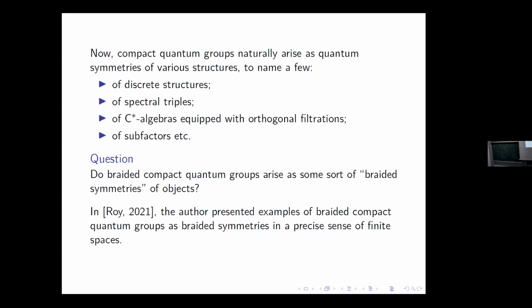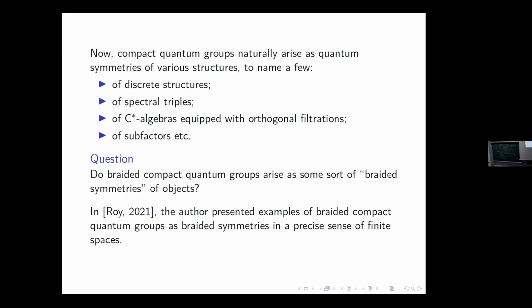In the compact quantum group case, they can be viewed as quantum symmetries of various structures, like many discrete structures: graphs, finite metric spaces, spectral triples, C-star algebras equipped with orthogonal filtration, subfactors, and so on. So our question was, can we view braided compact quantum groups as some sort of braided symmetries of some objects?